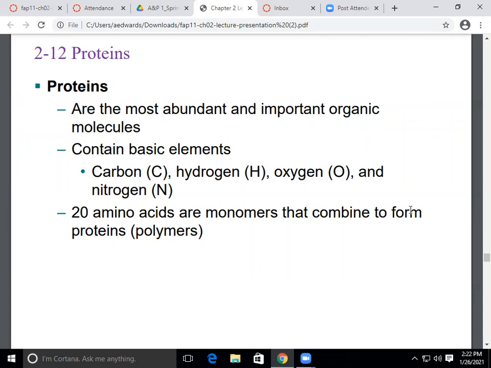Now, remember when we talked about carbohydrates, the monomers, we had the monosaccharides, right? And then you could make polymers like disaccharides and polysaccharides. For proteins, the monomers are amino acids, and there's 20 of them. And you can put them together in different combinations to make different proteins, which are the polymers. So amino acids are the monomers and proteins are the polymers.